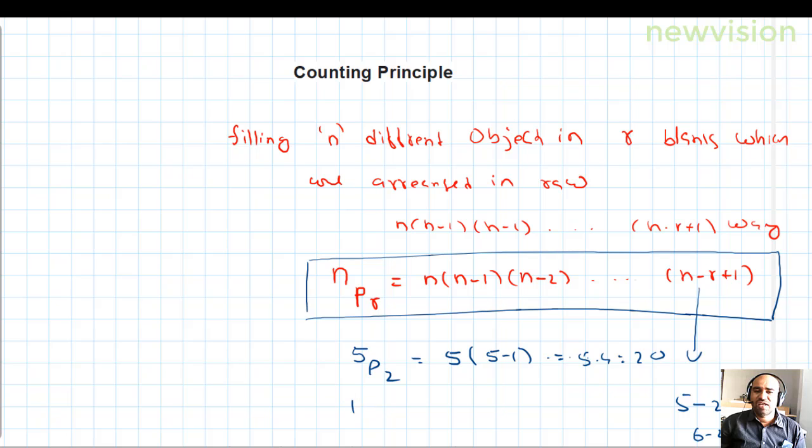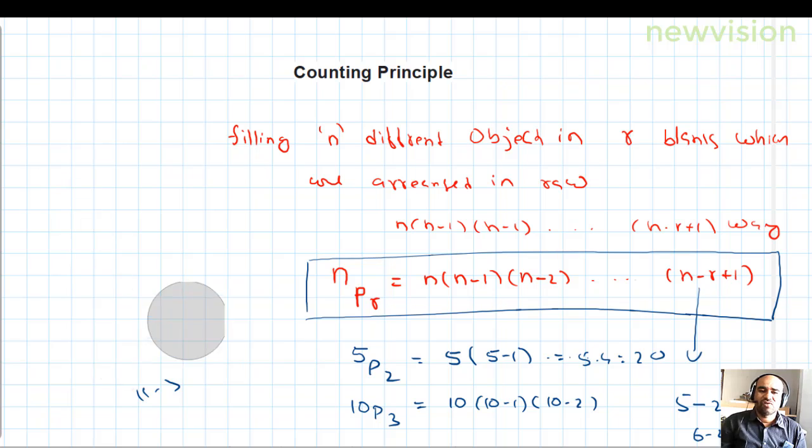For example, you want 10p3. How to write? 10 into 10 minus 1 into, how many ways do you want to reduce? That depends upon the last term: 10 minus 3 plus 1, that is 11 minus 3. 11 minus 3 means what, Nana? 8. Up to 8. Here 10, here 9, after next term only, 10 minus 2 completed. So that is the value of 10p3.